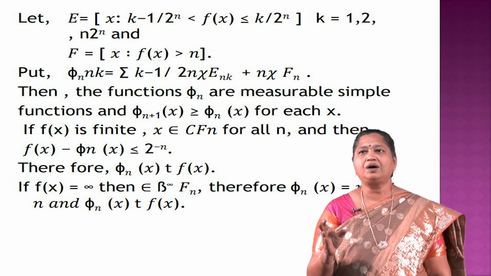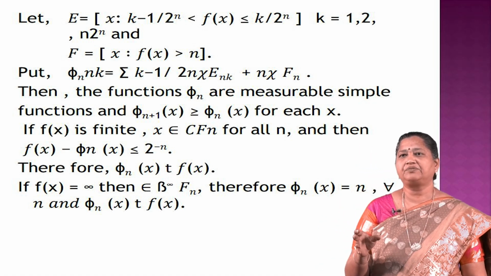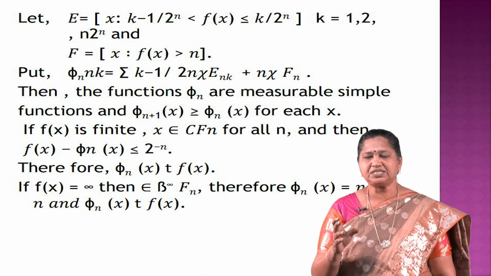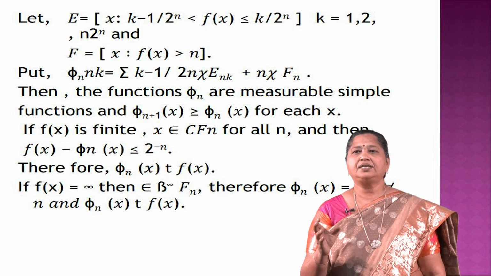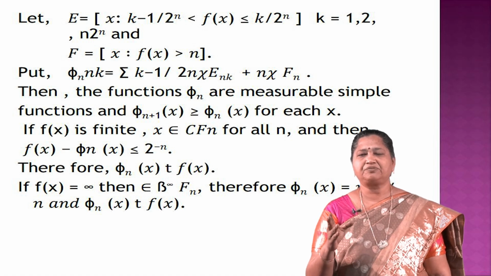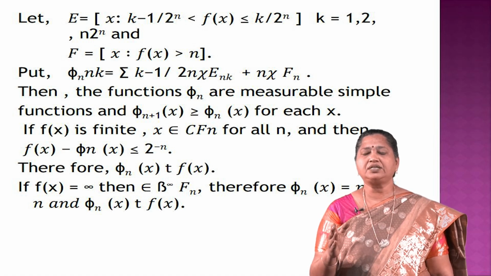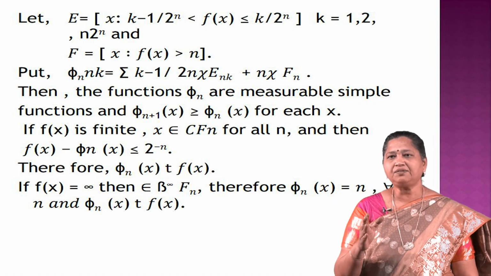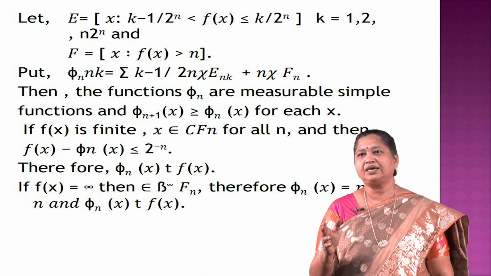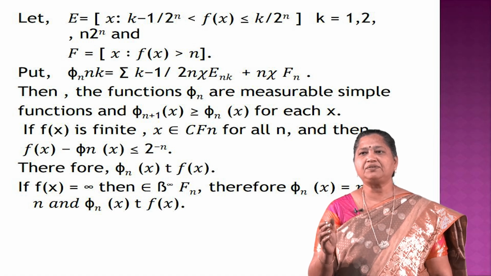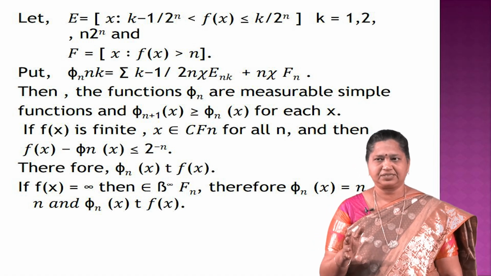Then the functions phi n are measurable simple functions, and phi n plus 1 of x is greater than or equal to phi n of x for each x. If f of x is finite and x belongs to the complement of F_n for all n, then f of x minus phi n of x is less than or equal to 1 by 2 power n. Therefore, phi n of x is monotonically increasing to f of x. If f of x equals infinity, then x belongs to F_n for all n. Therefore, phi n of x equals n for all n, and phi n of x is monotonically increasing to f of x. That is the proof.